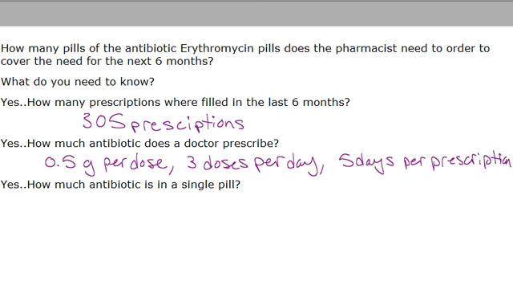And then what we really want to know is how many pills we're going to order. So because we're given the dosage in grams, which is a measurement of mass, we need to find out what the measurement is in mass for a single pill. So in this case, each pill contains 250 milligrams. So to start this off, we're just going to go from the smallest to the biggest. So the smallest is looking at the antibiotic in a single pill. Then we're going to look at how many pills in a dose. And then we look at the doses per day, the days per prescription, and then finally the total number of prescriptions to get the total number of pills for the entire 6-month period.